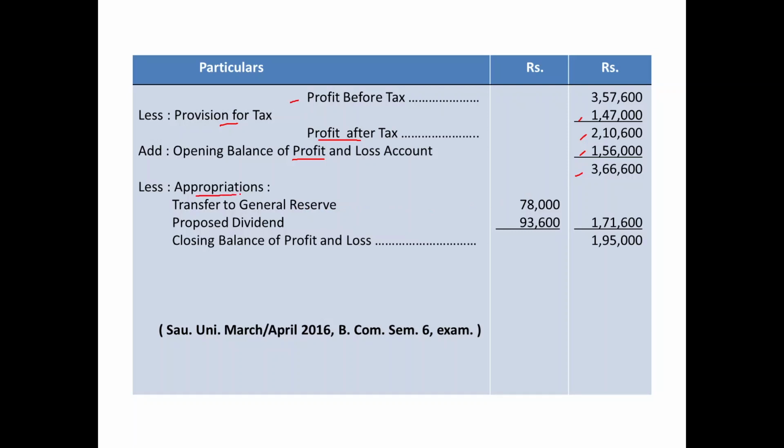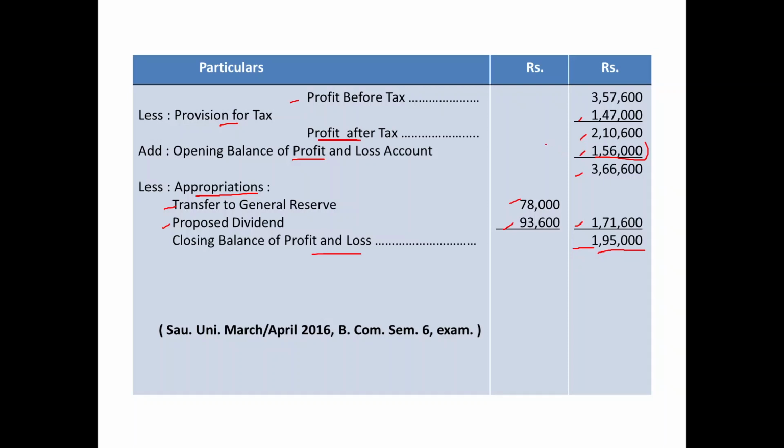Then the appropriation of profits items. Two items have been given: transfer to general reserve, proposed dividend, 78,000 and 93,600. The total of these two is 1,71,600. And that gives the closing balance of profit and loss. As we saw in the balance sheet also, current year's balance was 1,95,000. And then we compared these two balances to decide the profit of the year: 1,95,000 minus 1,56,000, and we decided the profit of the year, 39,000.